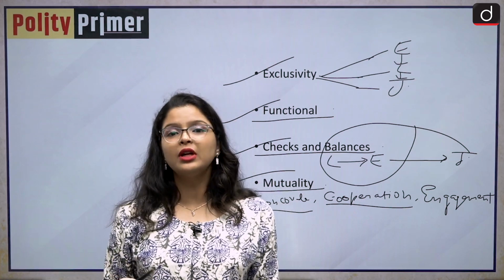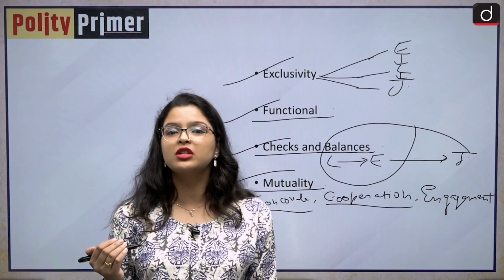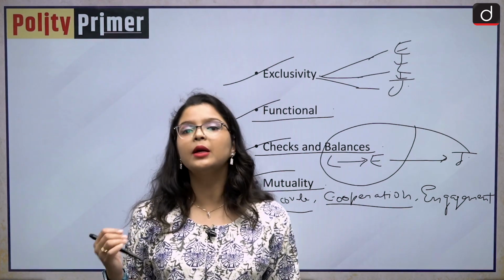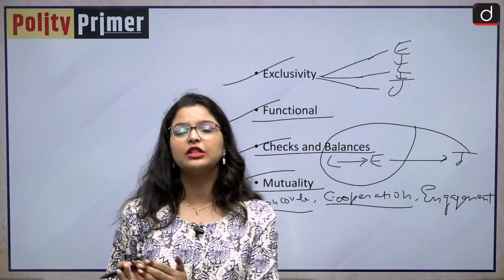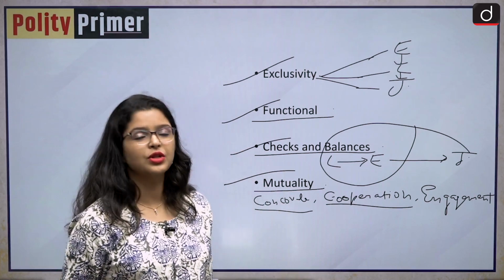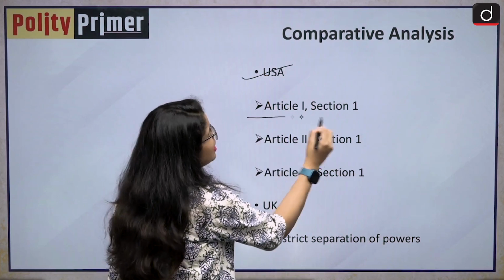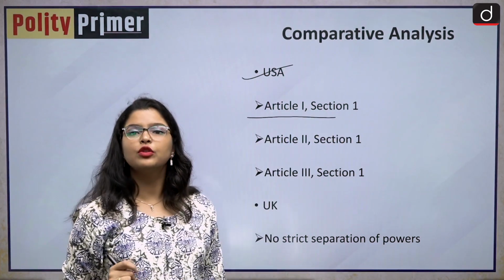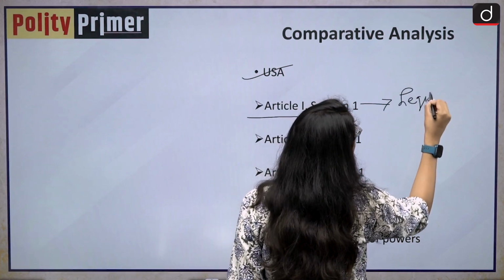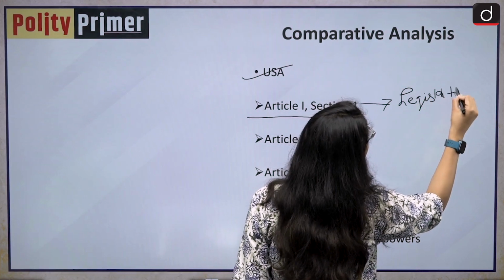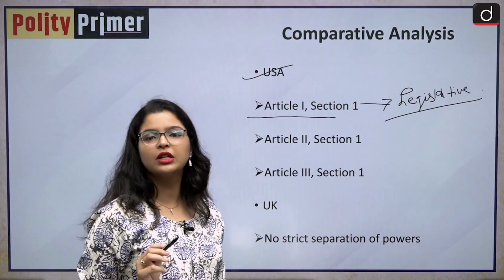So this was all about the doctrine of separation of power, its meanings and the principles on which this doctrine of separation of power is dependent. Now let us understand the comparative analysis of the doctrine of separation of powers in various constitutions. If we talk about the US Constitution, Article 1, Section 1 gives all of the legislative powers to the US Congress. So the legislative power is vested in the Congress of the USA.